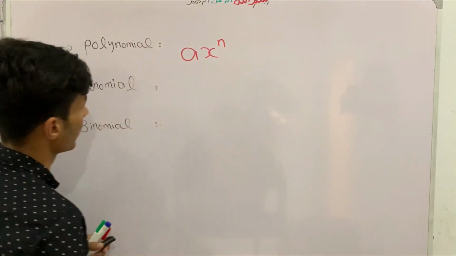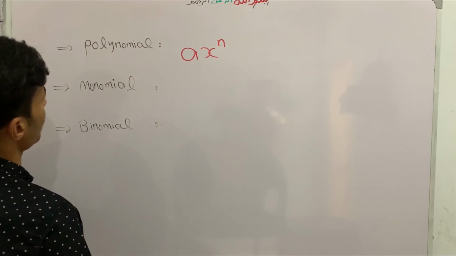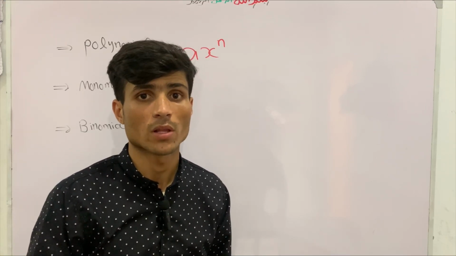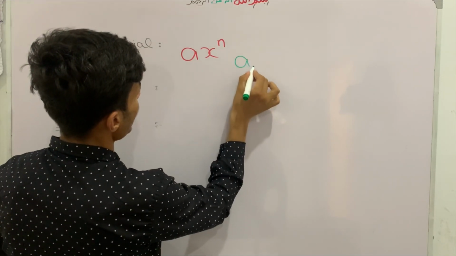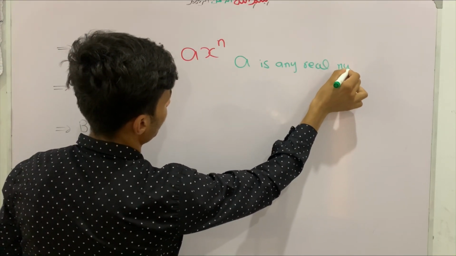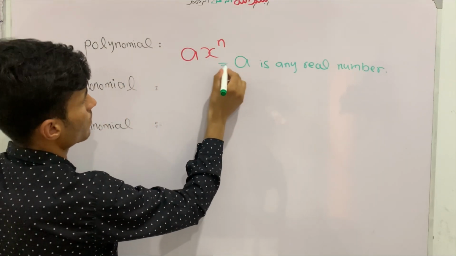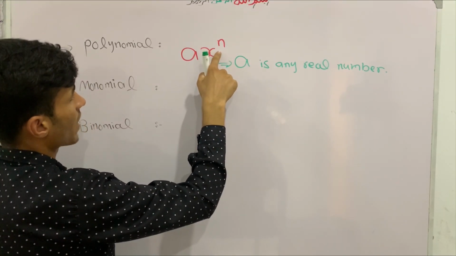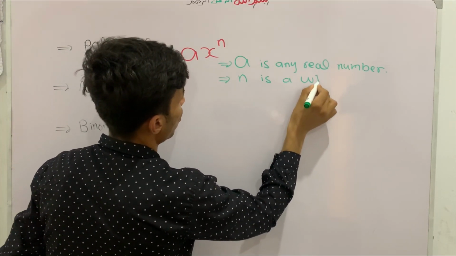What really a polynomial is, it looks like this: a multiplied by x to the power of n. So here are some conditions for a term to be a polynomial. These conditions are going to be like: a is any real number. This a could be any real number. The next thing you should think of is the power of x should be a whole number. N is a whole number.